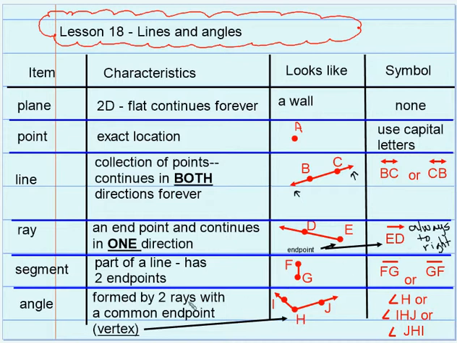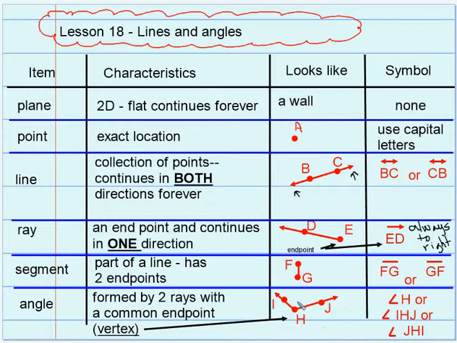Now an angle is formed by two rays with a common endpoint. That's called a vertex. So here I have an angle. I have ray HI and ray HJ. And the way we name it, we use this little angle symbol, and we can name it with just the vertex H, unless there's another angle that has a vertex at H. Then we need to label it with the three letters, and we can start on a ray and go to the vertex and to the other ray. So it would be IHJ or JHI. Either way, that still designates the same angle.